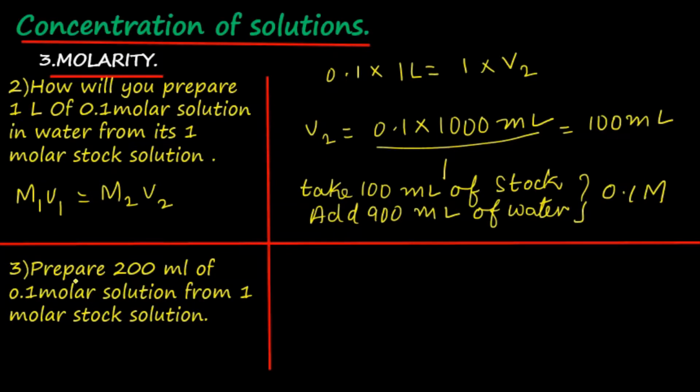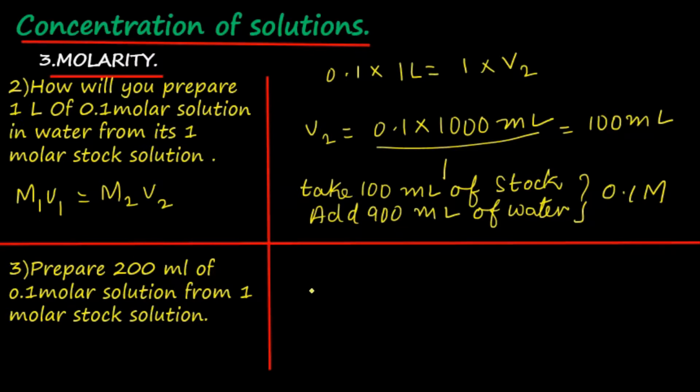The next question. Prepare 200 ml of 0.1 molar solution from 1 molar stock solution. So it is specified that we need only 200 ml. So we should prepare only 200 ml. We should not prepare 1 liter and then take 200 ml from that, because by doing so we will be wasting 800 ml of the solution.